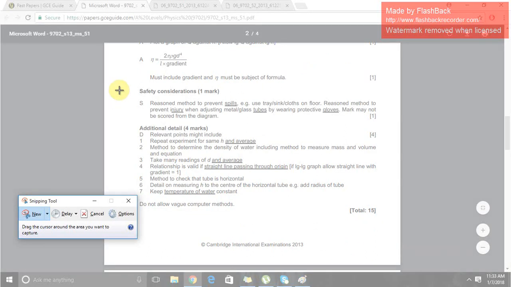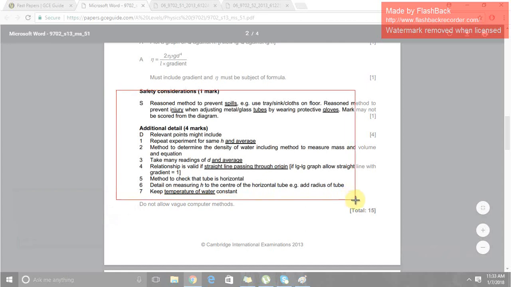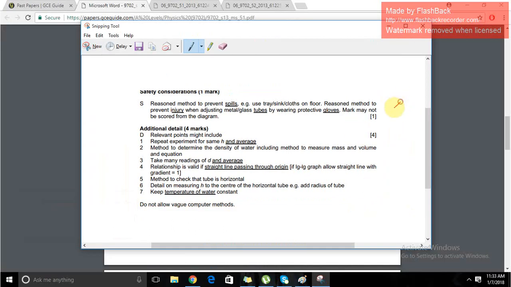Reasoned method to prevent spills, example tray on the floor. Injury when adjusting the glass tubes by wearing protective gloves. Nah, we didn't really mention any of this, did we? Repeat experiment for the same H and average. Method to determine the density of water, including method to measure mass and volume, and an equation. Take many readings of D and average if straight line passing through the origin.